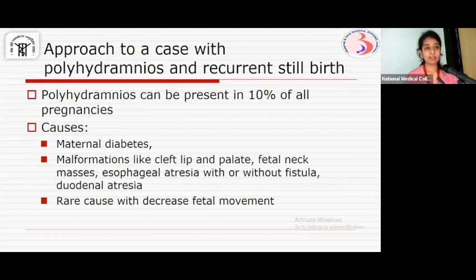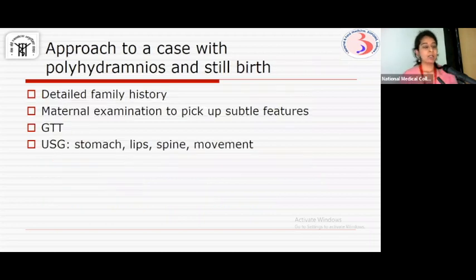Whenever we are approaching a case with polyhydramnios and recurrent stillbirth, as we all know, polyhydramnios is present in about 10% of all pregnancies. The most common causes are maternal diabetes and malformations like cleft lip and palate, fetal neck masses, esophageal atresia without fistula, duodenal atresia, and placental tumors. When these cases are ruled out, there are a few rare causes which present with decreased fetal movements. In those cases, a detailed history and detailed family history have to be elicited, and maternal examination done to pick up certain features, along with a 75 gram glucose tolerance test in cases of polyhydramnios. In ultrasound, all these features have to be looked for: stomach, lips, spine, and movements of all the limbs.